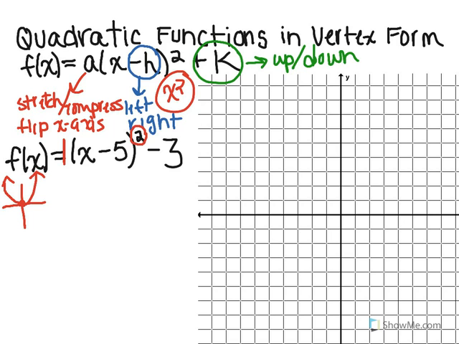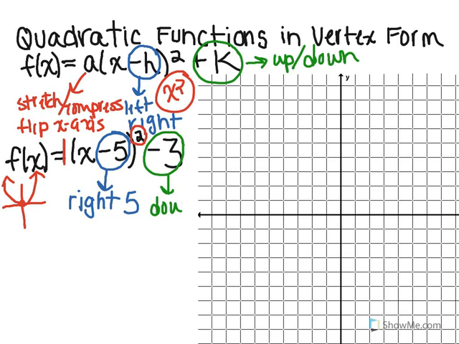And then we look at the inside. The minus 5 here actually is going to indicate the graph is going to move to the right. So if it's a minus, it'll be to the right. If it's a plus, it'll be to the left. So it's going to move to the right 5 units. And the minus 3 here tells us the whole graph is going to move down 3 units.